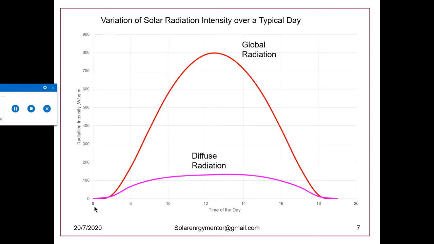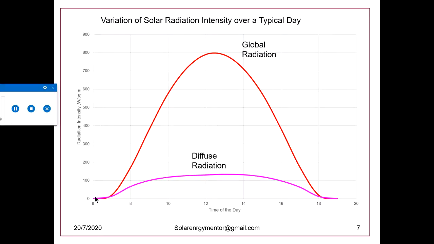Now in the morning at 6 o'clock, solar radiation intensity is almost zero. And then from 6 o'clock, the radiation intensity goes on increasing. So this red line indicates global radiation, IG, in watt per meter square, and this line indicates the diffuse radiation intensity. So there is a difference between diffuse and global radiation intensity.